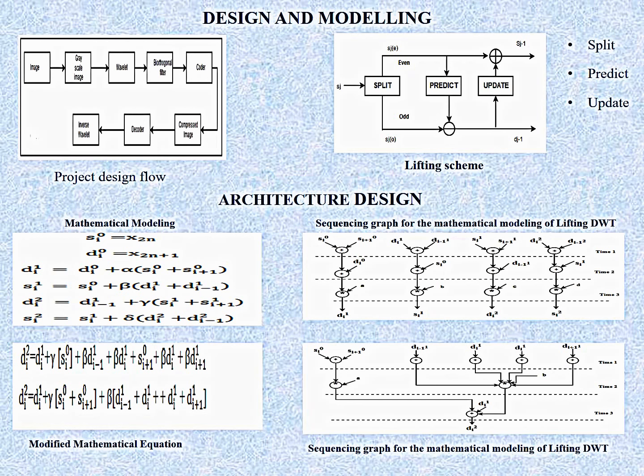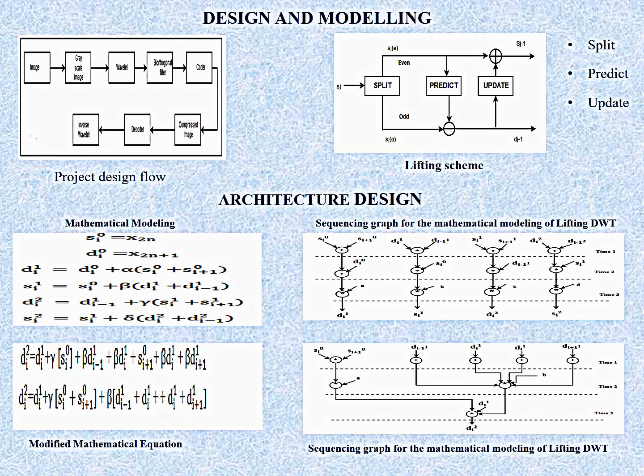Basically, we need to know what the main idea here is. My main idea is about the lifting scheme. In the lifting scheme we have three different parts called split, predict and update. Every pixel is split into even and odd, then predicted to the nearest value and then updated to form Sj-1 and Dj-1. So this Sj and Dj-1 is modeled as shown in the architectural design.